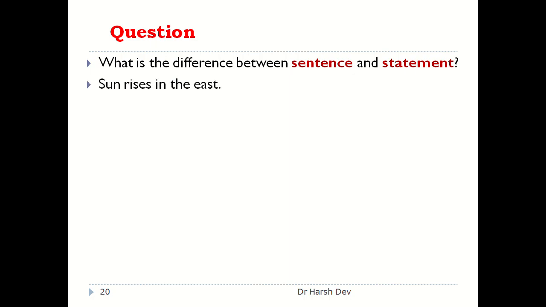For example, suppose I say that the sun rises in the east. Definitely this is a true statement, so it is actually a statement. But "May God bless you", you cannot say that it is true or false. It is just a sentence. So this is only a sentence, but the earlier one, the sun rising in the east, is definitely a statement.